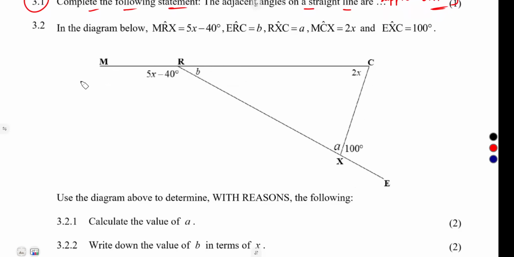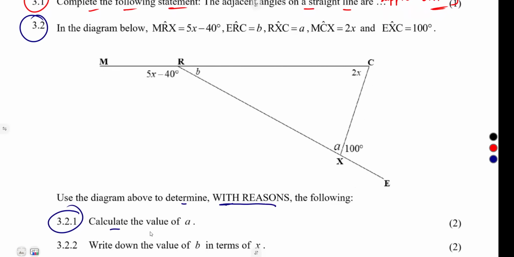So using this diagram on 3.2, in the diagram below, we are given the angle MRX, which is the angle R, this one, 5x minus 40, ERC, which is B, the angle A, everything, right? Use the diagram above to determine with the reasons the following.